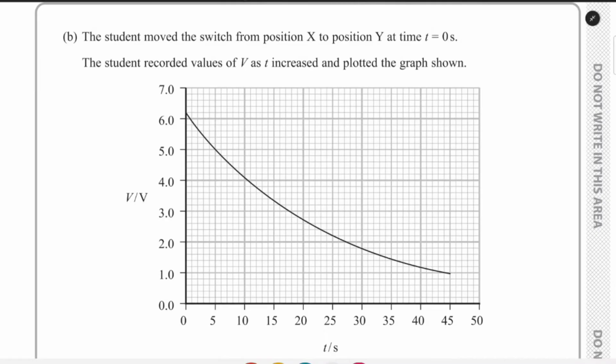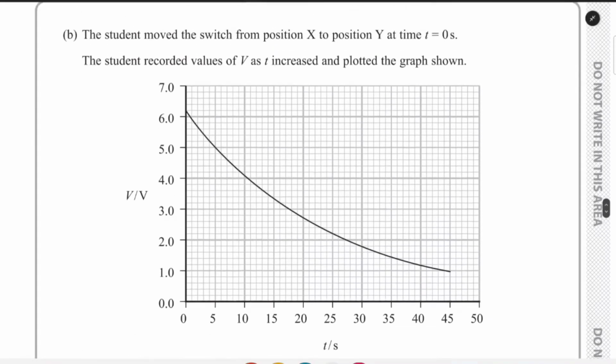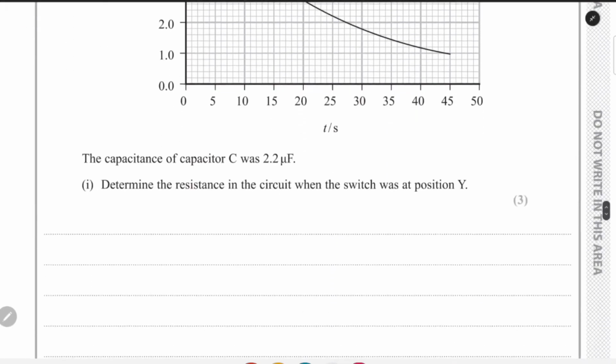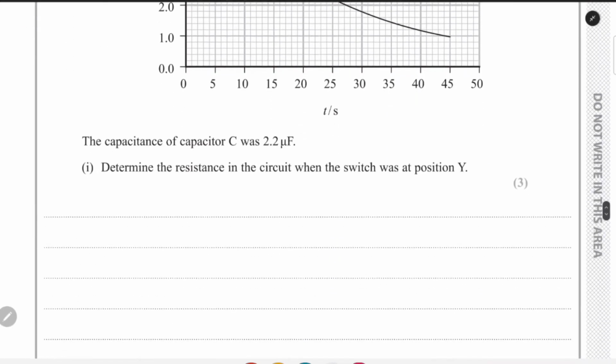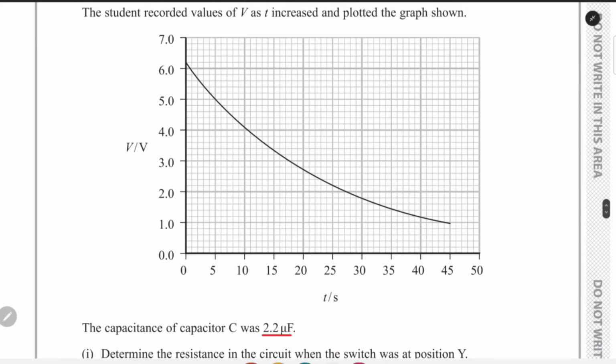Here we are given a graph of the voltage against time after we move from position X to position Y. Position X was the charging circuit and position Y was the discharging circuit. We are given the capacitance of the capacitor C. We have to find the resistance in the circuit. I can use the time constant to do this.